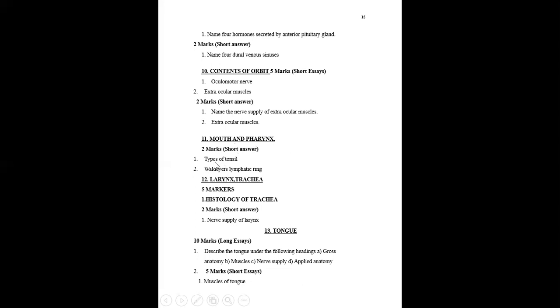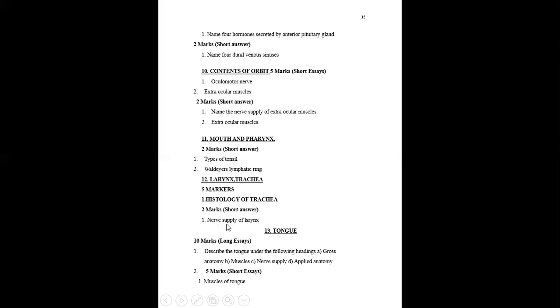Mouth and pharynx, types of tonsils. You need to explain different types of tonsils. Then Waldeyer's lymphatic ring can also be asked here. Another question that can be asked here is palatine tonsil. So blood supply of palatine tonsil or the palatine tonsil itself can be asked. Coming to larynx and trachea region, 5 markers: histology of trachea can be asked as a 5 marker. Histology, where you need to draw the diagram.